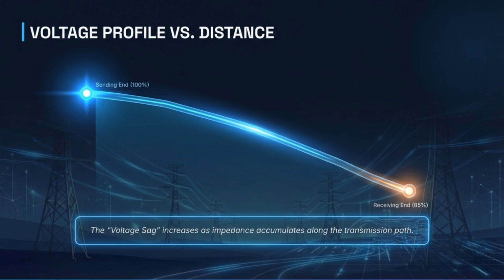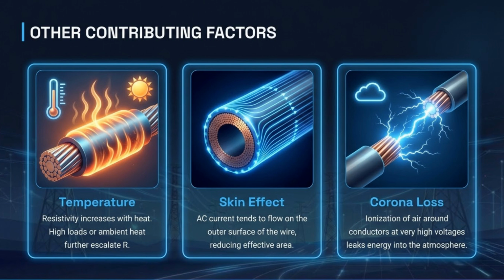This chart shows the voltage sag across the transmission line. The voltage drops as impedance accumulates, potentially delivering significantly less power at the receiving end. Other factors include temperature, where heat increases resistivity, the skin effect, which reduces the effective conductor area, and corona loss, where ionization leaks energy into the atmosphere.